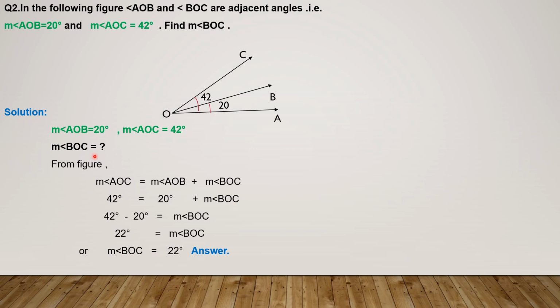This is our question, that find angle BOC. Now how will we find its value? By moving 20 to the left side. When we move plus 20 to the left side, it will be converted into minus 20. 42 minus 20. Simply subtract them, you will get 22 degree. So angle BOC is 22 degree. This is the solution of the question.